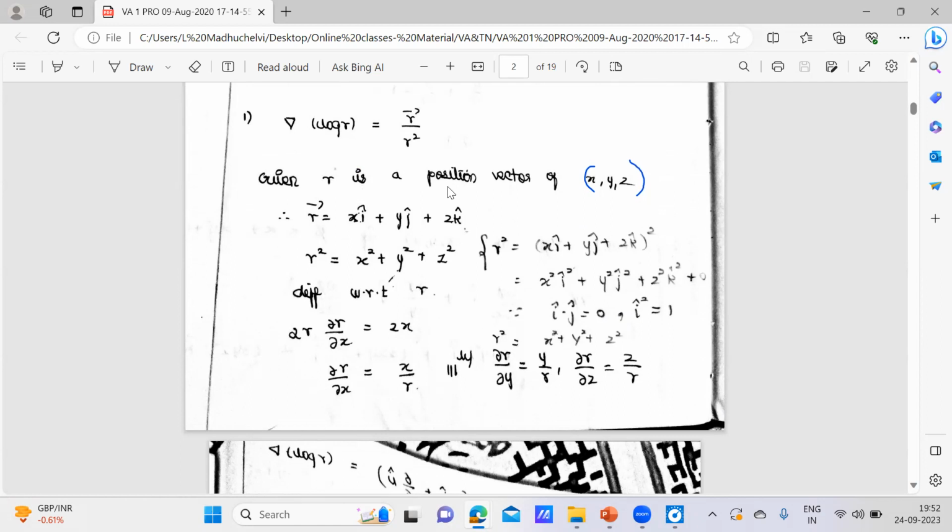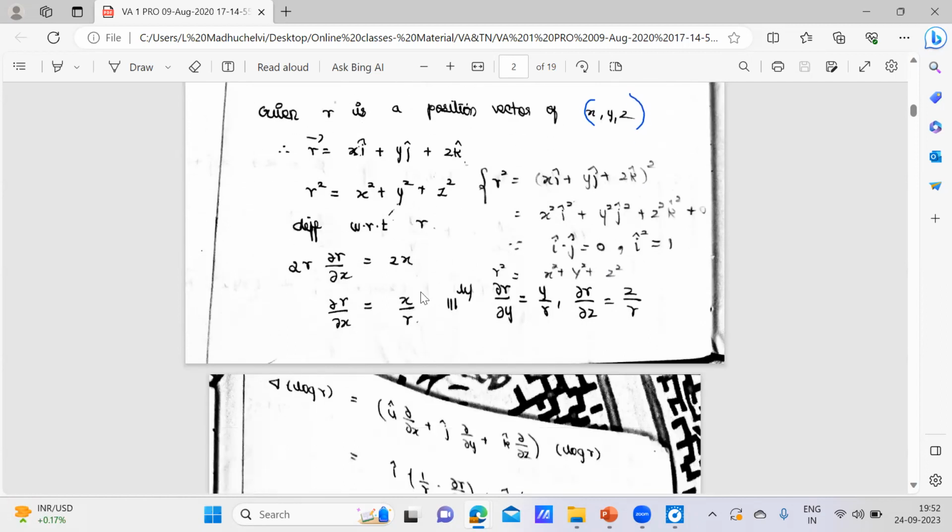Given r is the position vector of (x, y, z). So r equals xi plus yj plus zk. So what is r squared? r dot r. That is r squared, that is equal to x squared plus y squared plus z squared. If you differentiate with respect to x, we get 2r dou r by dou x equal to 2x, so dou r by dou x equal to x by r. Similarly, dou r by dou y equal to y by r, dou r by dou z equal to z by r.